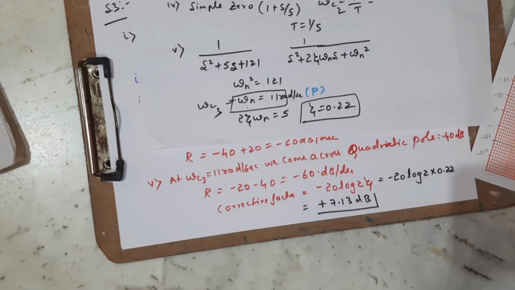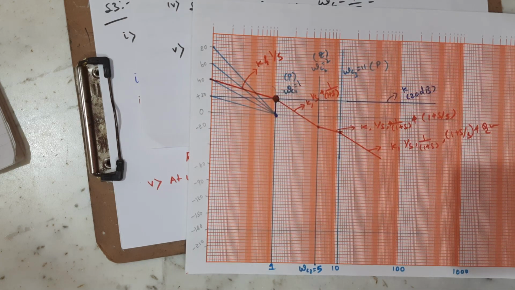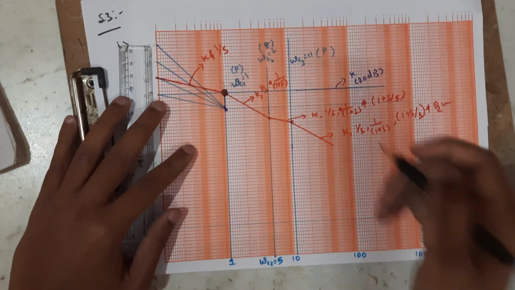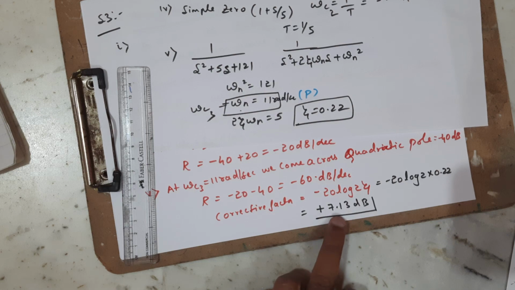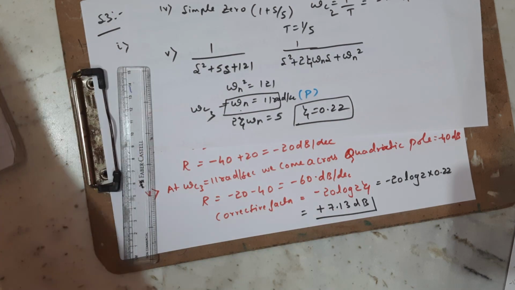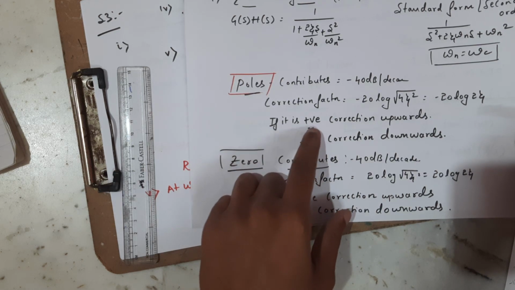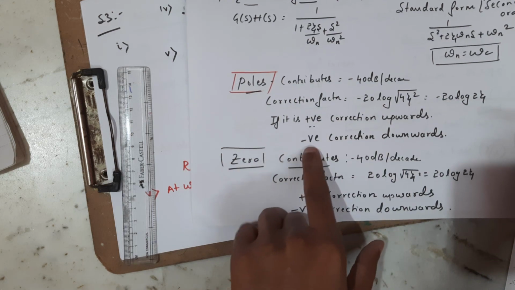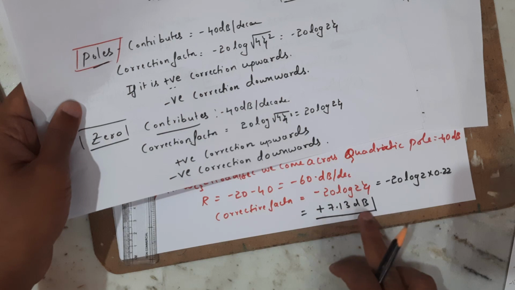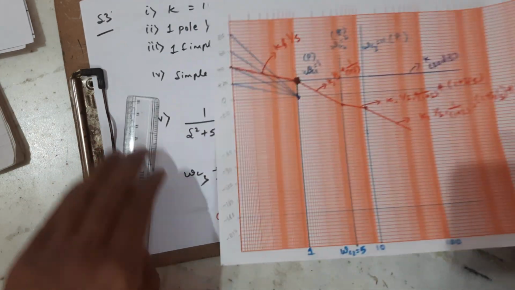7.13 dB. So how to apply this corrective factor? Let me explain. We found out that it is plus 7.13. See here, if it is positive, correction upwards. If the corrective factor is negative, correction downwards. So now we got plus 7.13 dB, therefore the corrective factor must be above.